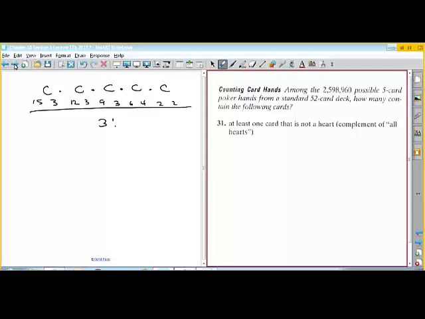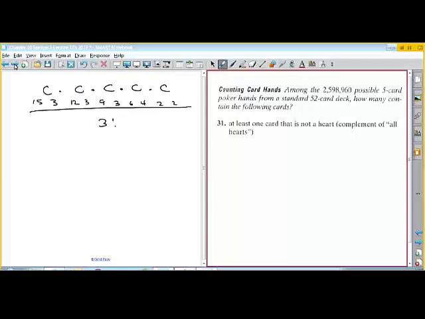So if you're looking for the number of cards that have at least one card that is not a heart, the opposite of that is at least one card. Yeah, that's confusing me. Oh, you're picking a 5-card hand. Okay, let me read this again. I haven't looked at this for a while.